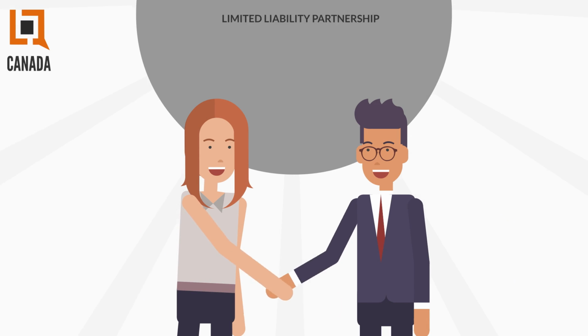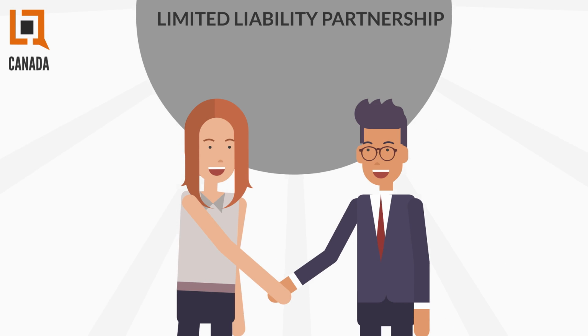Both limited partnerships and limited liability partnerships are tax-transparent entities, meaning that earnings are deemed automatically distributed to the partners and must be included in their personal or corporate income tax statements.